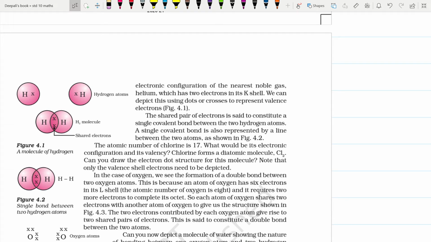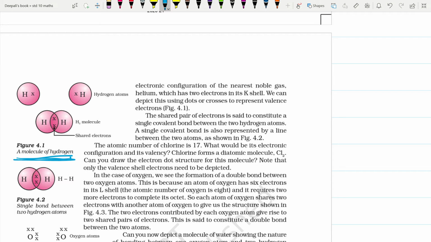So, you can observe the Lewis dot structure and representation of hydrogen. Here we can depict that using dot or cross to represent valence electron. The shared pair of electrons is said to constitute the single bond between the two hydrogen atoms. Single covalent bond is also represented by a line between the two atoms as shown in the figure.